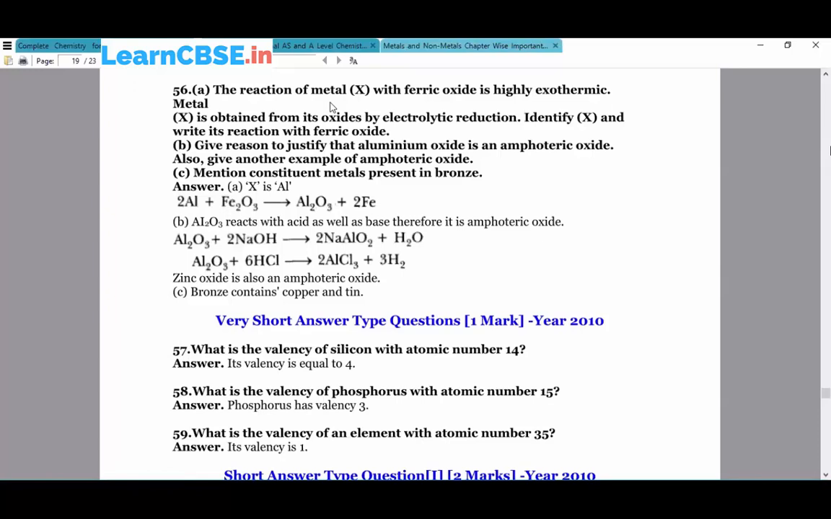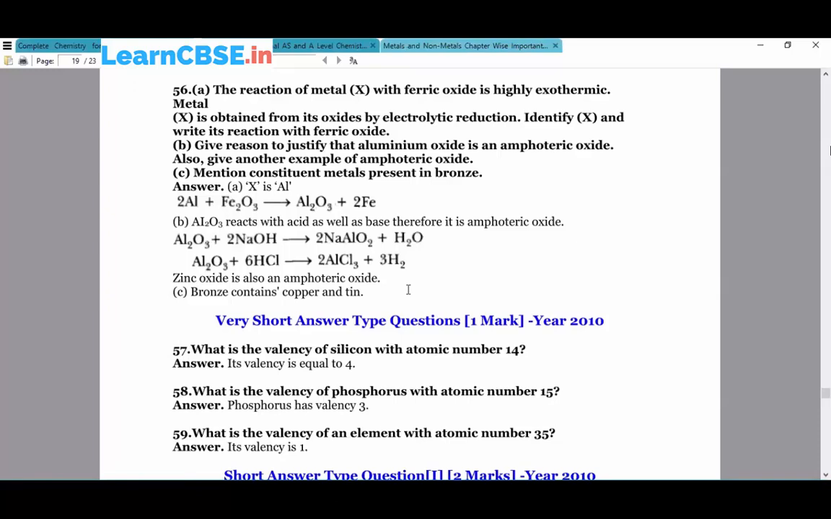The reaction of metal X with ferric oxide is highly exothermic. So X is obtained from its oxide by electrolytic reduction. Identify X and write its reaction with ferric oxide. So X is aluminium. Aluminium can react with iron oxide and forms aluminium oxide plus iron.